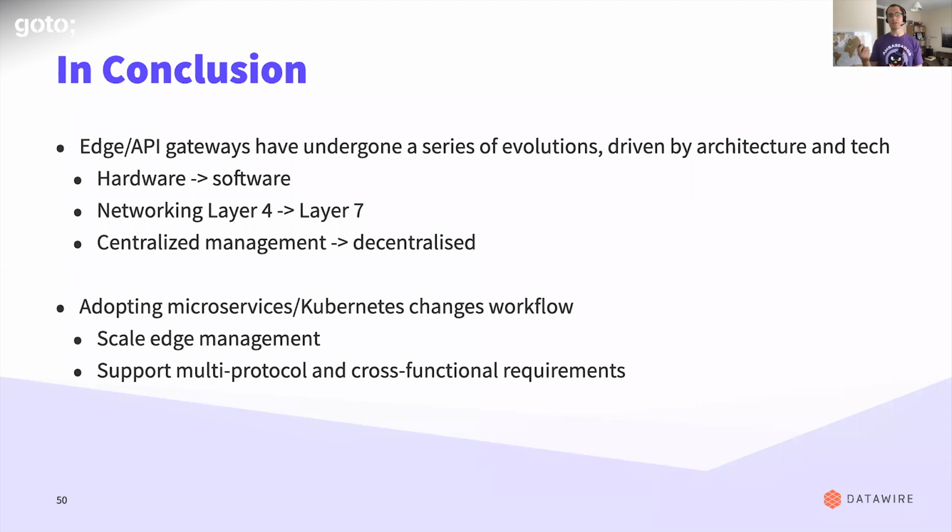If you're adopting all this good cloud native approach, there's a change in workflow. If you're doing it right, there should be a change in workflow, in my opinion. You do need to think about scaling the edge management. You do need to think about the self-service model of supporting multiple protocols and cross-functional requirements, making it easy for developers to do the right thing. I think that's really important. Make it easy for developers to do the right thing.